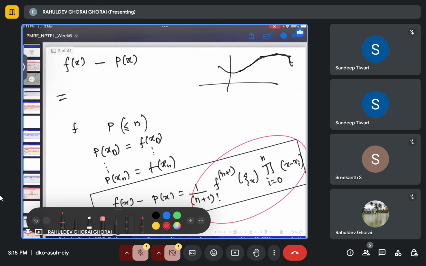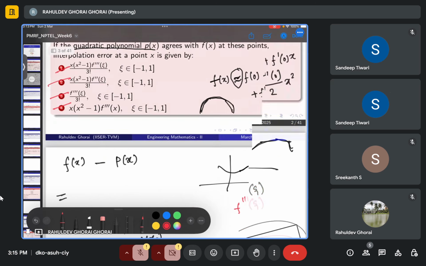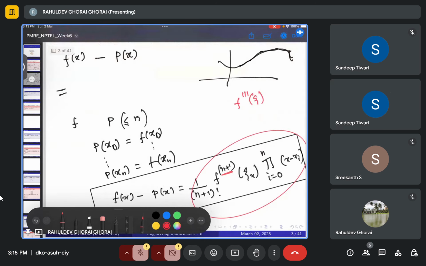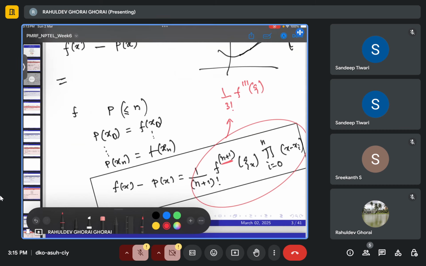So when n equals 2, this will be 3. So what will happen in our case? It will be f of 3, I just write it like this to make it look like this, and xi. This is multiplied by 1 over 3 factorial, because n equals 2. What is xi?